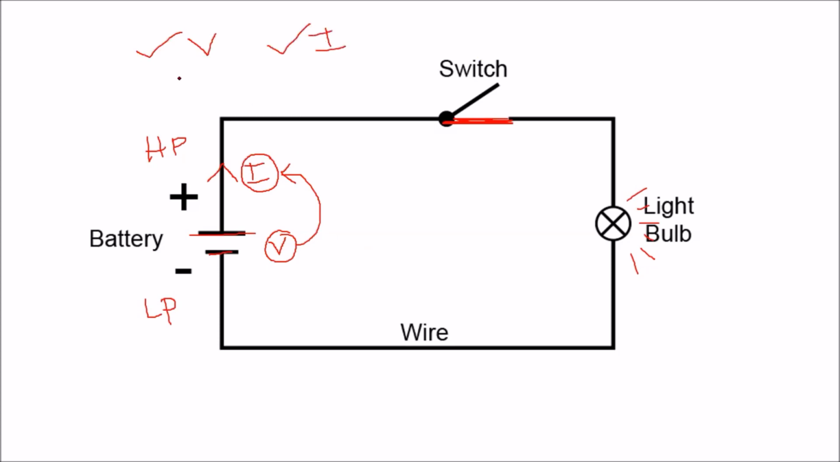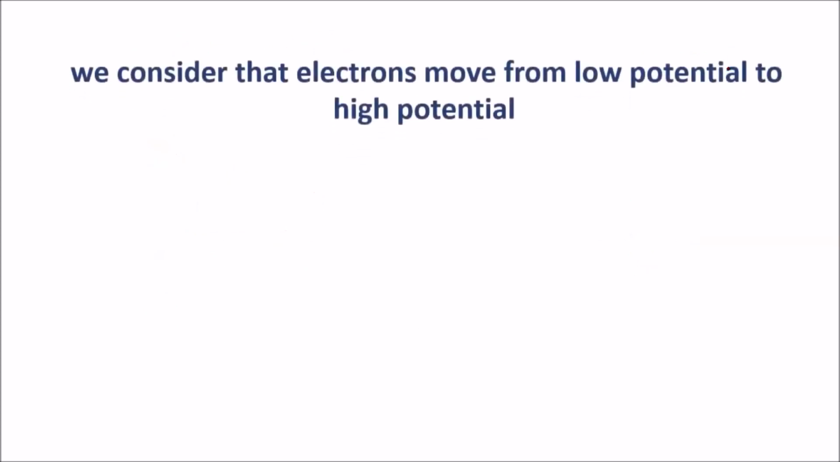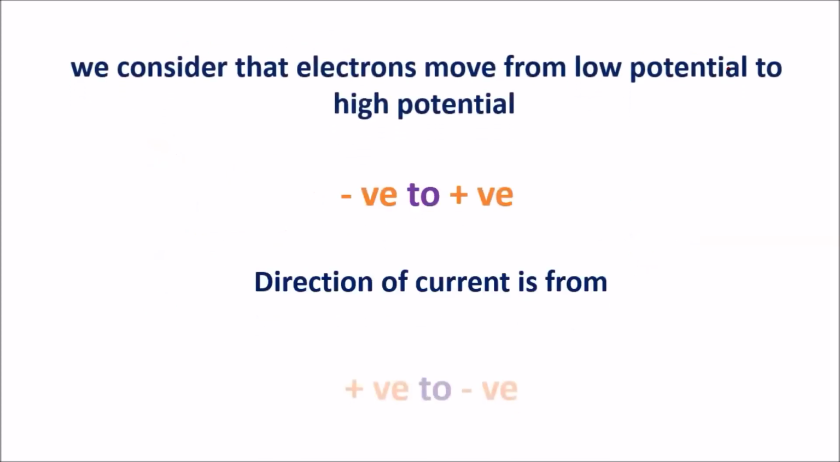When there is no voltage, there will be no current. And voltage is directly proportional to current. This we are going to learn in our next lecture about Ohm's law. So we consider electron flow from negative to positive. Current flow is from positive to negative.